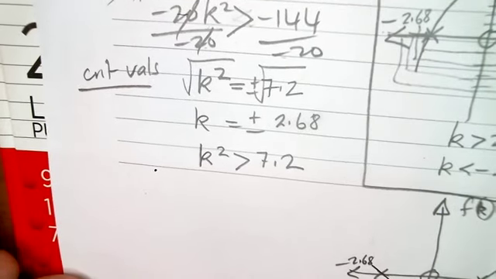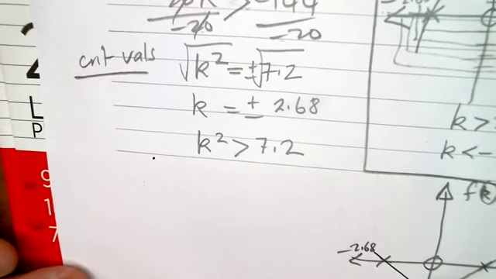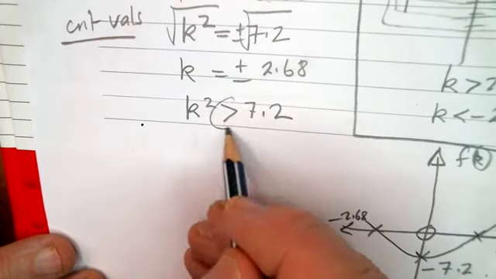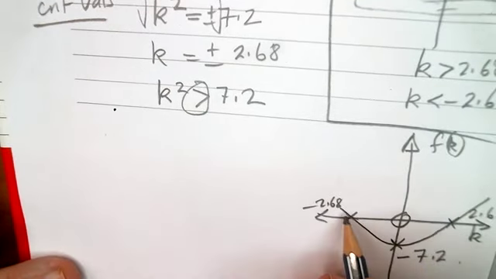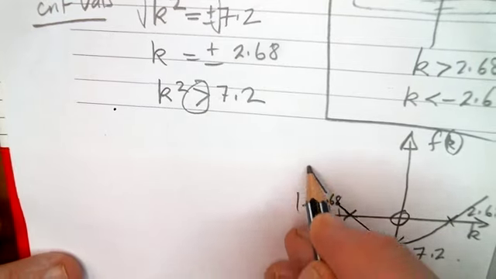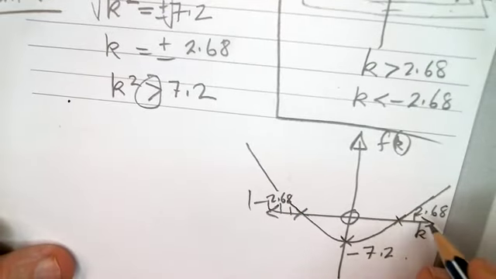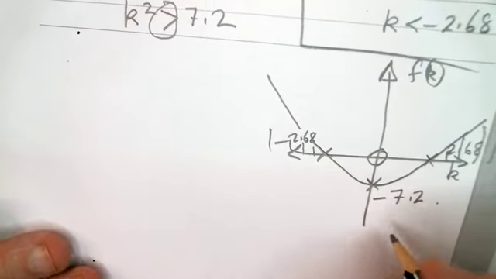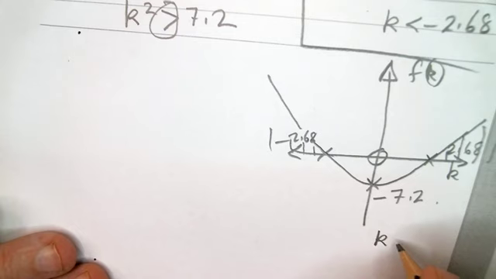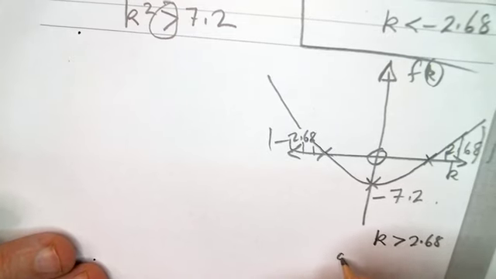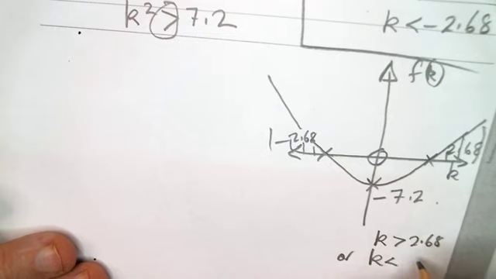So in order to find this now, we're not interested in things that are less than 0. We're interested in things that are greater than 0. So greater than 0 values are going to be these ones here and here, because this goes up like this. So in effect, we're going to say that k is going to be greater than 2.68, or k is going to be less than negative 2.68.